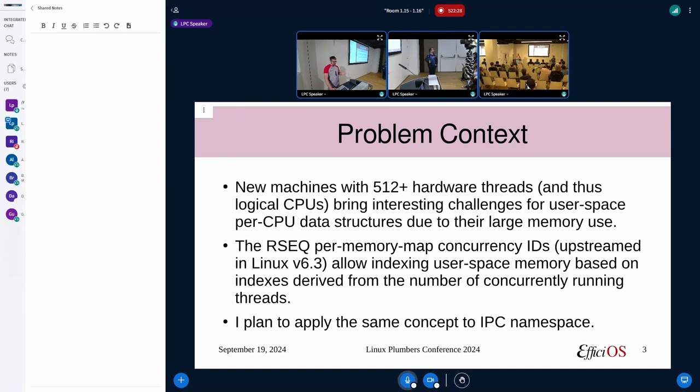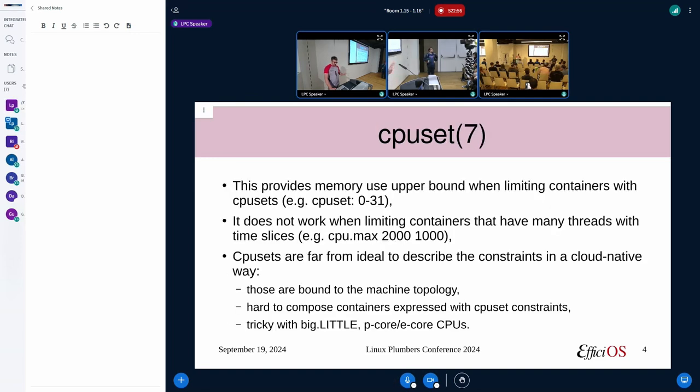Side note, the restartable sequence per memory map concurrency IDs that were upstreamed in Linux 6.3 allow indexing user space with a kind of logical CPU number that is close to zero, based on the number of concurrently running threads within the process. I plan to apply that same concept to the IPC namespace, so eventually I could do that over shared memory as well for tracing.